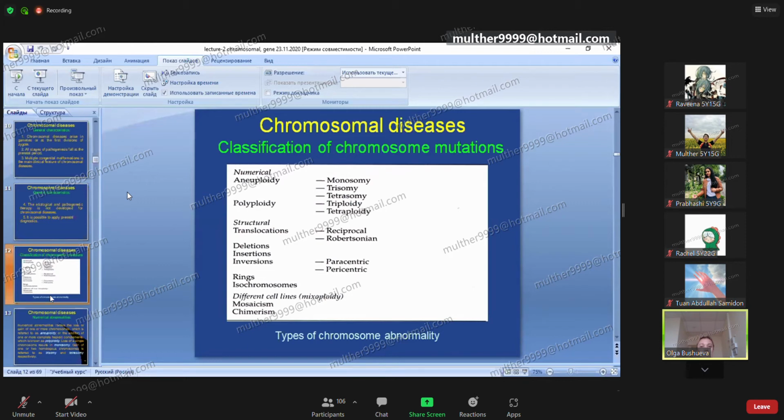Structural abnormalities include translocations, reciprocal and Robertsonian, and deletions, insertions and inversions. Inversions may be divided into paracentric and pericentric, and rings, as well as isochromosomes. If we can see in the karyotype different cell lines, including a normal set of chromosomes and an abnormal set of chromosomes, it will be associated with mosaic forms of chromosomal pathology.